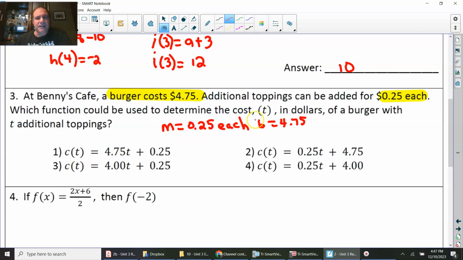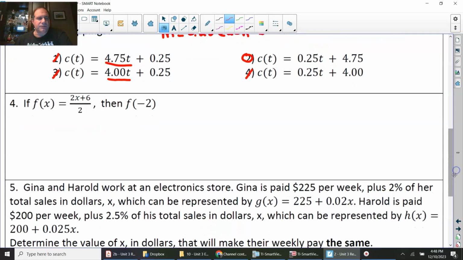So the C of T, right, the cost is equal to $4.75 times T. No, that is not correct. $4 times T. No, I think they just subtract. I don't know what they did. The 25 cents times T, that is good, plus the $4.75 burger, that looks okay. And there's the $4 burger again. 2 is your answer. Just remember, stick with those numbers, and that's it.